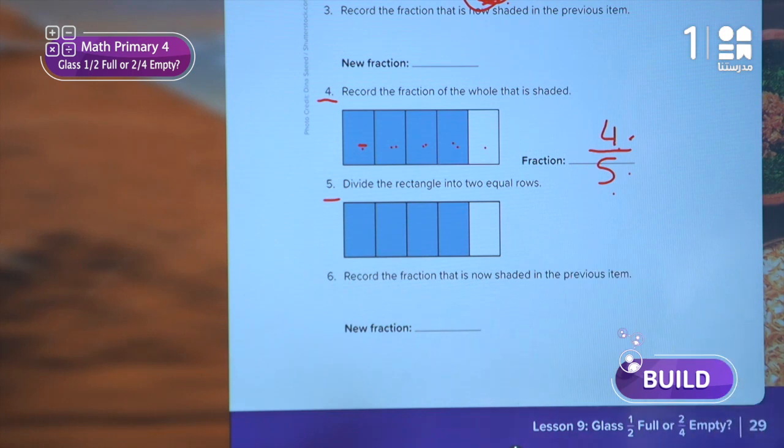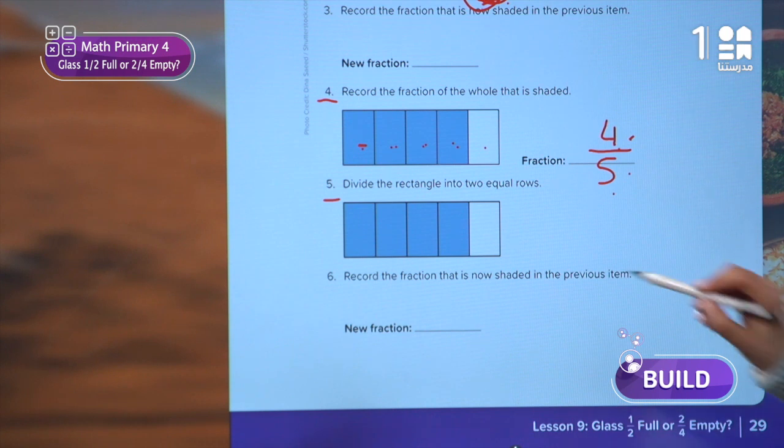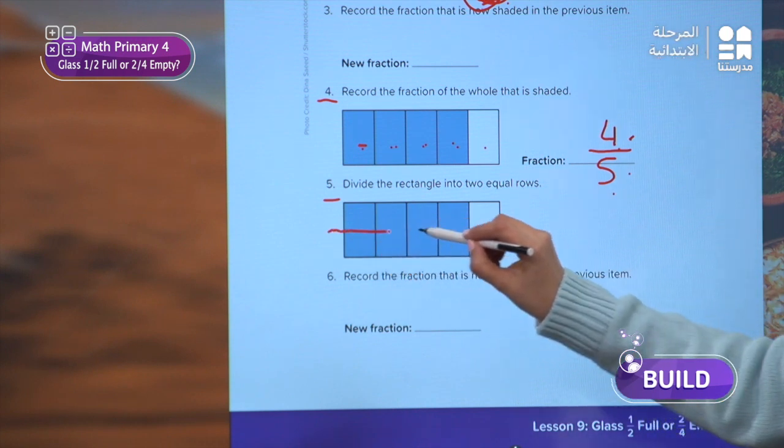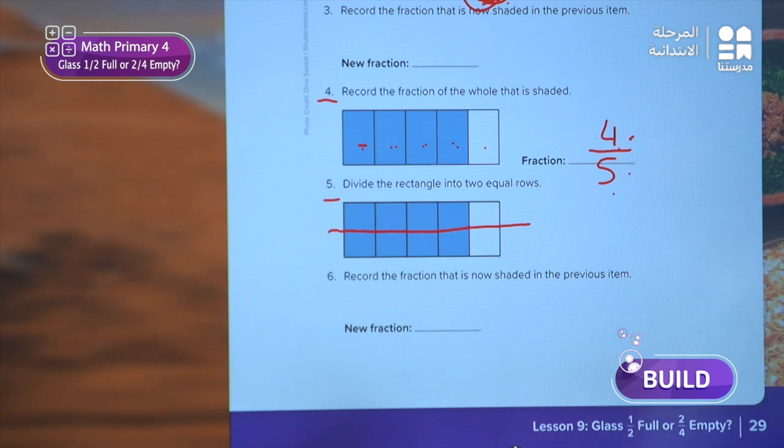Here, problem number 5: we want to draw a line to divide the model into two equal parts. Let's draw a line to divide this model into two equal parts, as you see here. So every part of the model is divided into two equal parts.